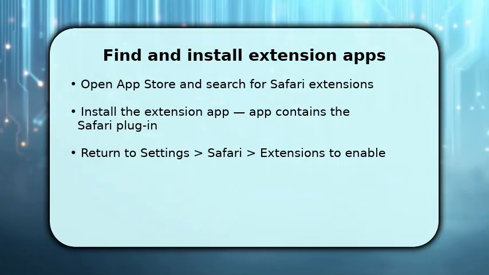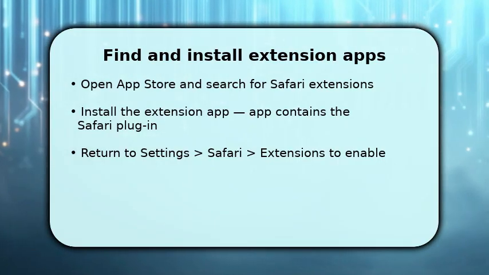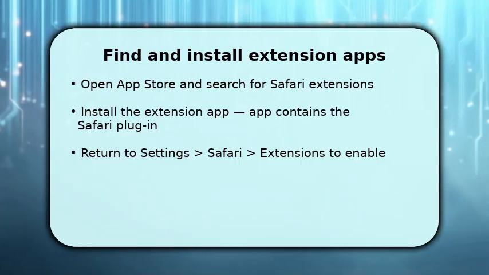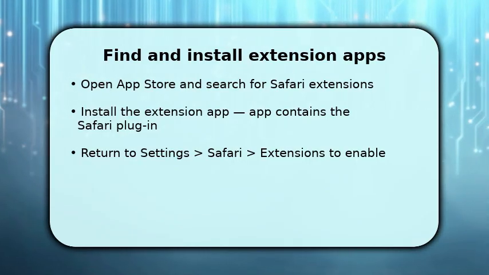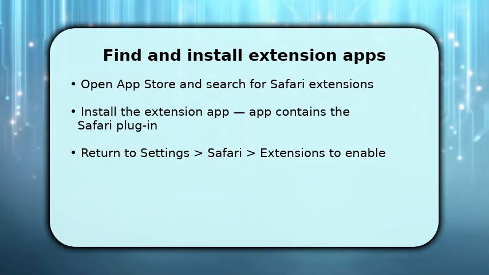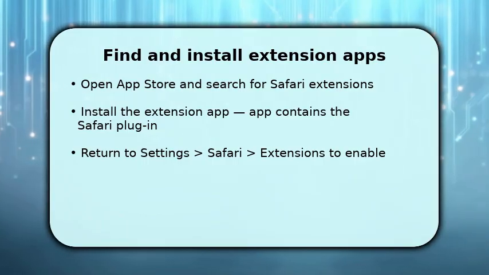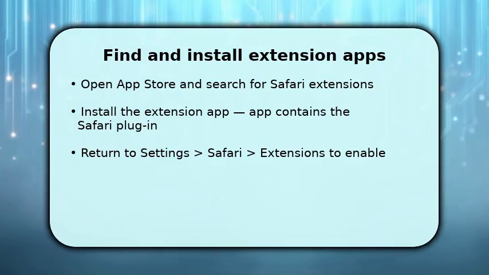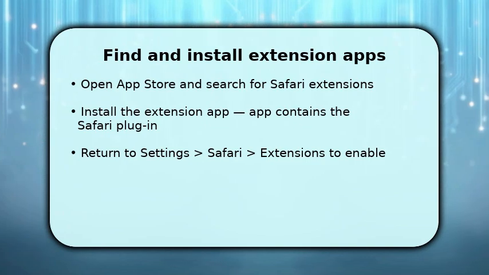Next, go back to Settings, Safari, Extensions to locate the newly added entry. Tap the extension name to enable it, grant requested permissions, and configure options inside the app if available. Make sure you allow access on specified sites when prompted so it can run where you need it.